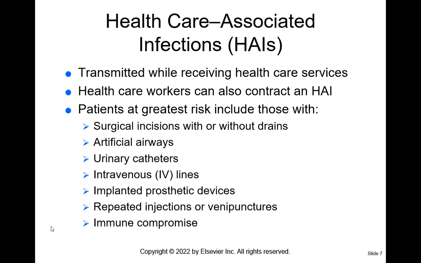Well, patients that have surgical incisions, if they have drains, like a Penrose drain or a JP or Jackson Pratt drain, if they have a chest tube, right? Those patients are at great risk because those drains can actually harbor bacteria, and it's a place for bacteria to replicate, or those pathogens to replicate. Patients that have artificial airways are at great risk. Patients that are intubated, tracheostomy, they're at great risk. Patients that have urinary catheters are at great risk.